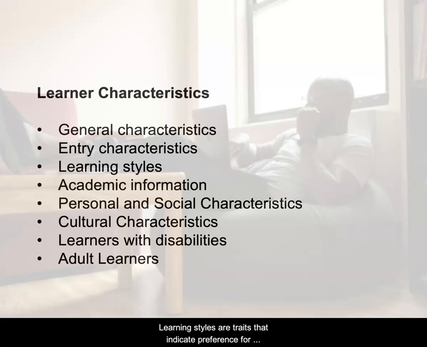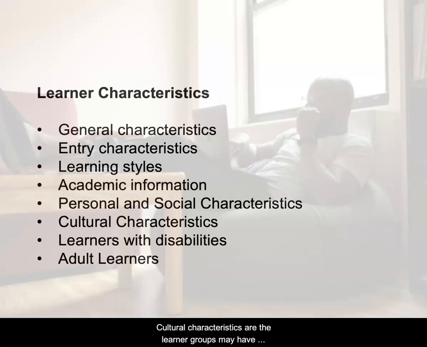Learning styles are traits that indicate preference for how learners approach learning and process the information. Academic information includes the academic record, as well as knowledge and skills that the learner already possesses that is directly related to the subject content or skills to be learned. Personal and social characteristics include age and maturity, motivation and attitude towards subject matter, expectations, and vocational aspirations.